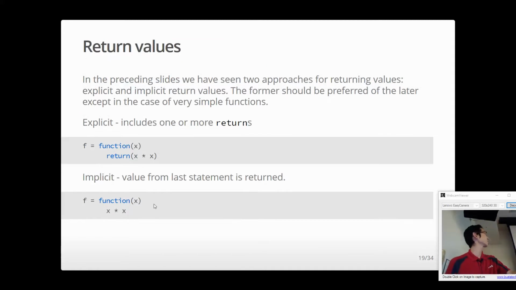Okay, so this is what we just talked about. You can explicitly specify return, and it will return this value. That means whenever you run the function, it returns whatever is in here. And if you don't specify it, then it is implicit.